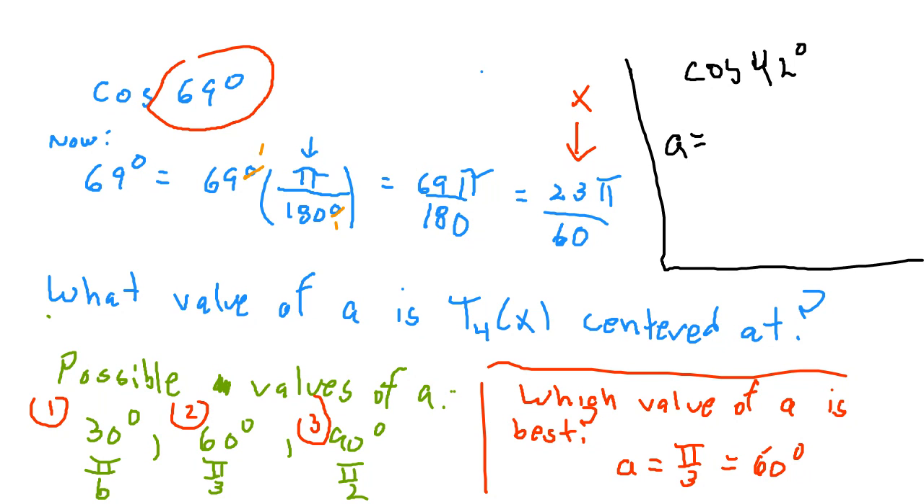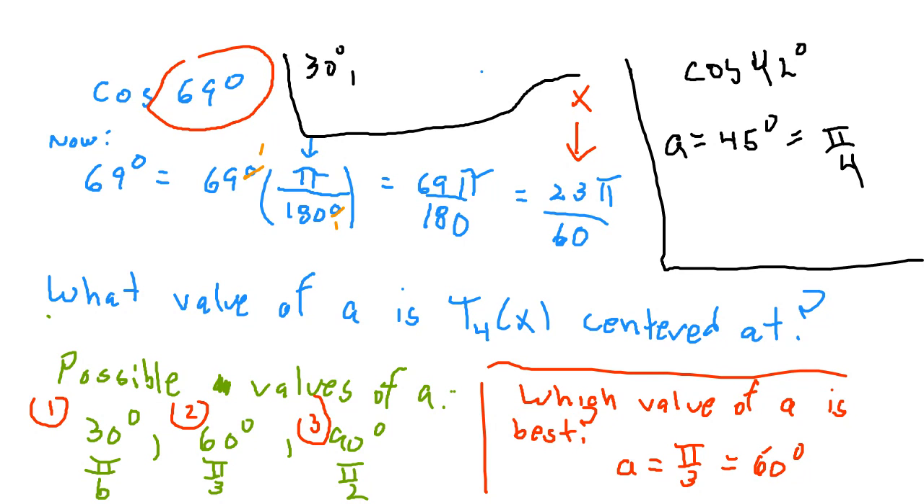Well, let me list some nice values here. Nice values: 30 degrees. That's right, Gabriel. How about 45 degrees, or pi over 4? Notice 45 degrees is closest to 42 degrees. You see that?